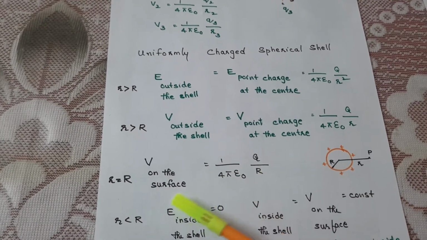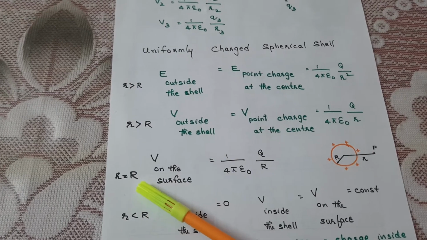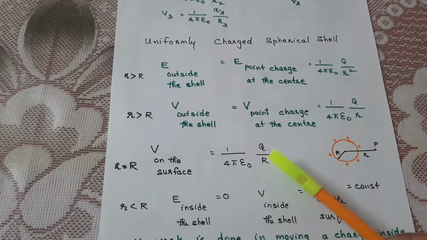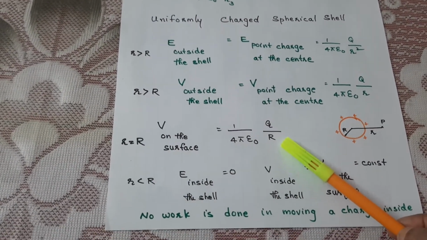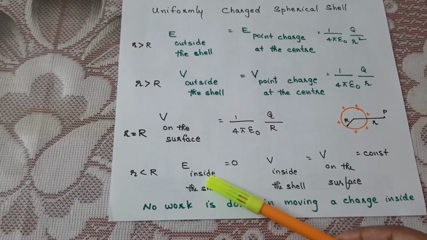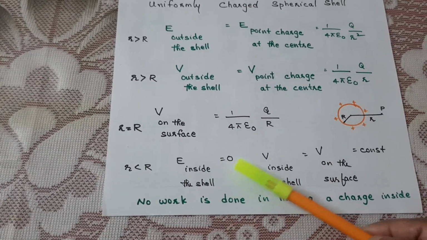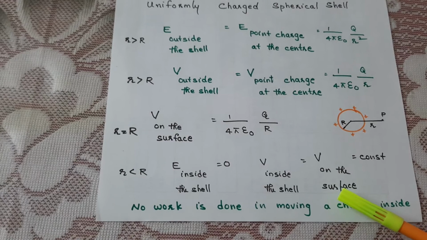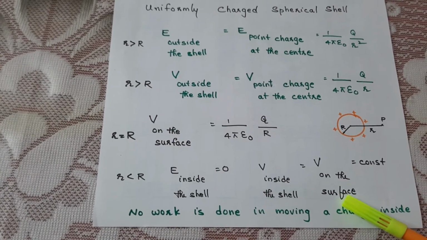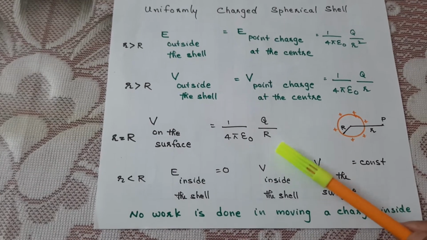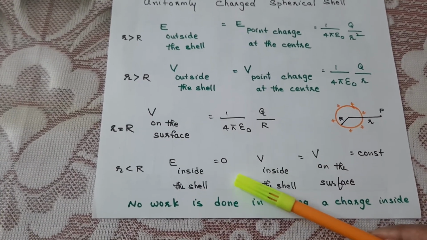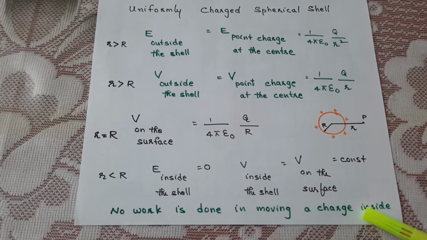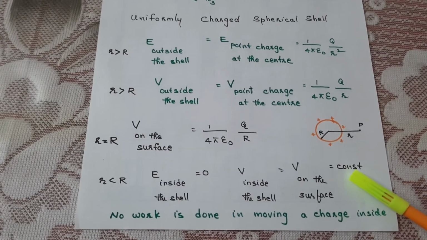And on the surface, distance R is equal to radius capital R. So, potential on the surface is 1 by 4 pi epsilon 0 Q by R. But inside the shell, electric field is 0. So, the potential inside the shell is constant and is equal to that on the surface of the shell. That is 1 by 4 pi epsilon 0 Q by R. As the electric field is 0 inside the shell, no work is done in moving the charge inside the shell. So, the potential is constant.